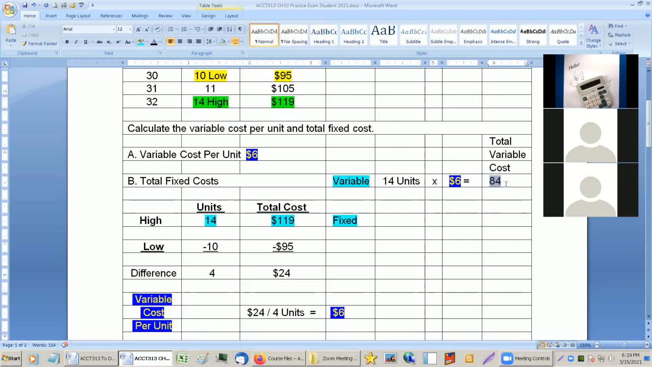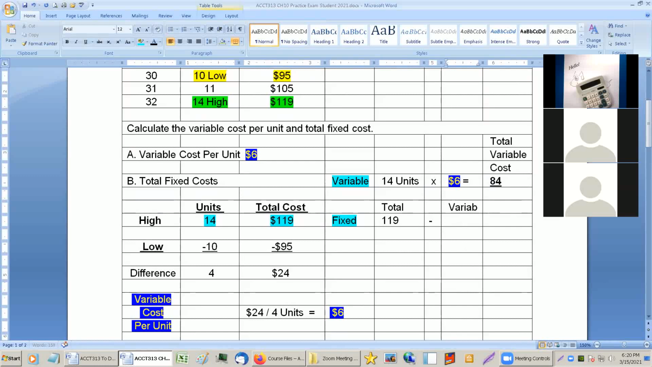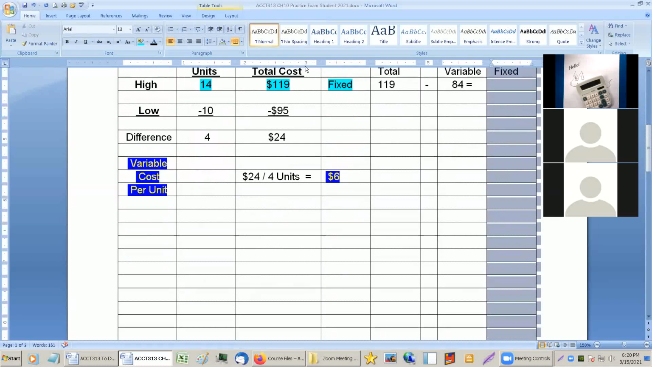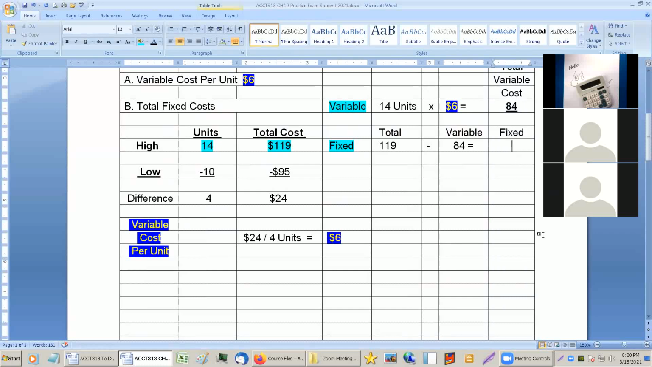Yeah, 84. Okay, so what we're going to do is take the total cost, 119, minus the variable cost, and that will give us our fixed cost. So 119 minus 84, 35.